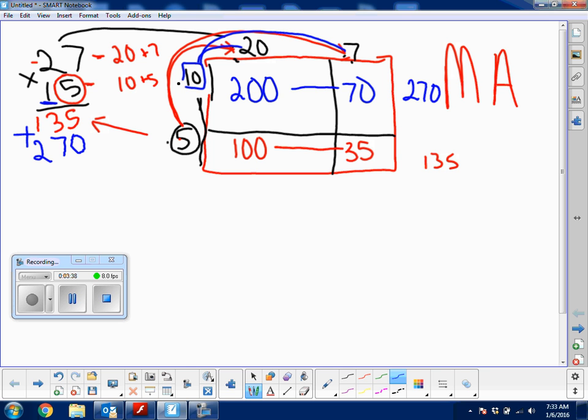My last step is I'm going to add these two numbers together to get my final answer of 405. That is what I expect you to be able to do today.